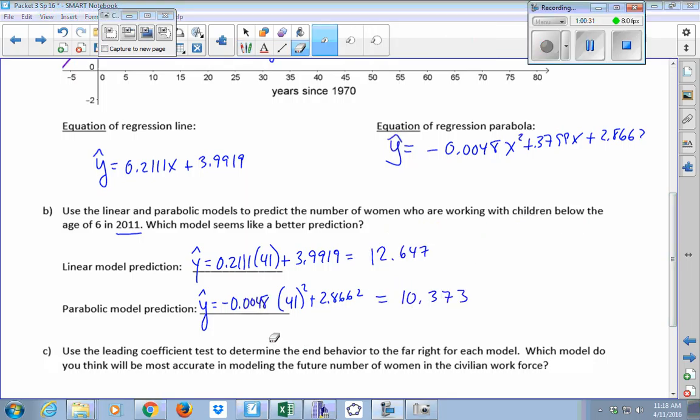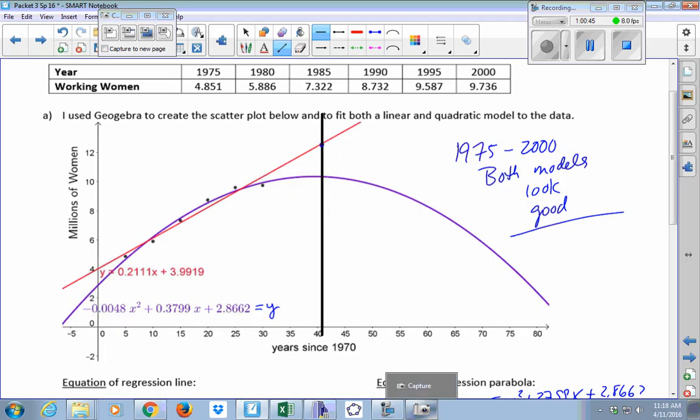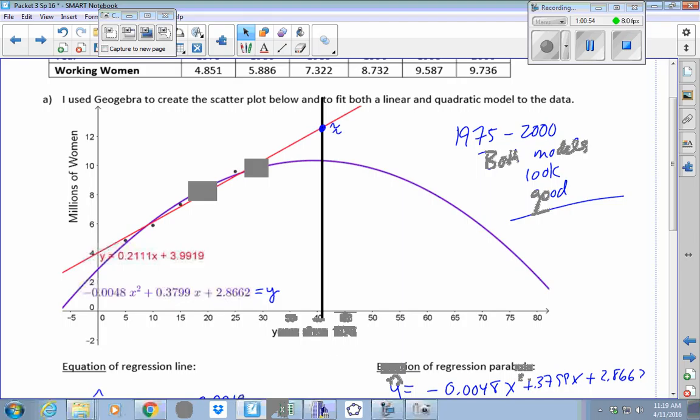Linear model, in fact, if we just took a vertical line and we dropped it right down where 41 is, just to estimate it here, right? You can see that your linear model is definitely predicting a lot more millions of women than your quadratic model. So this is approximately going to be 41, 12.647, did you say 647? 647. And this point is going to be approximately 41, 10.373.